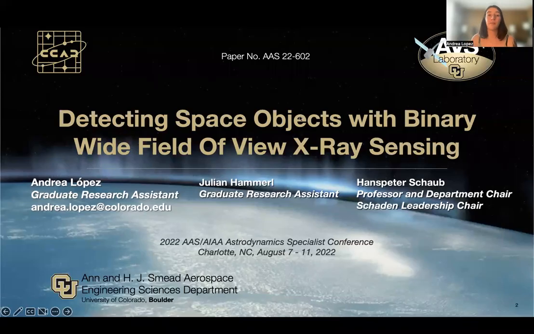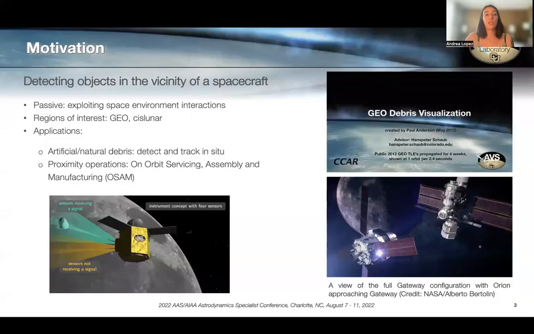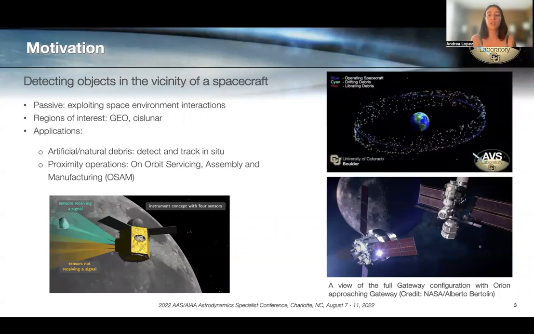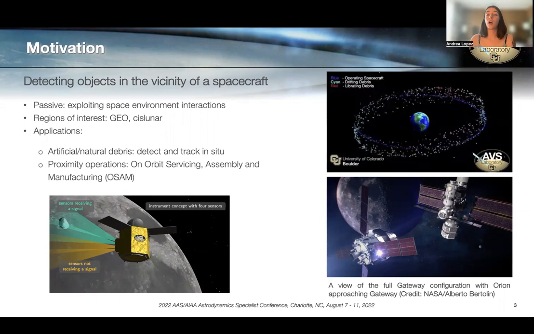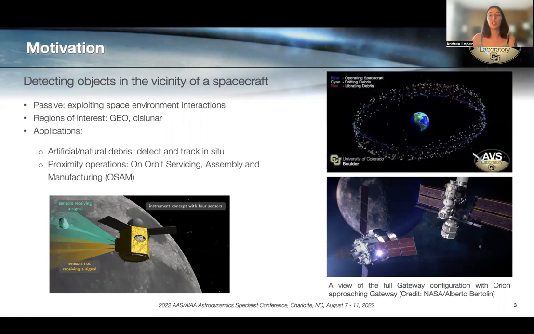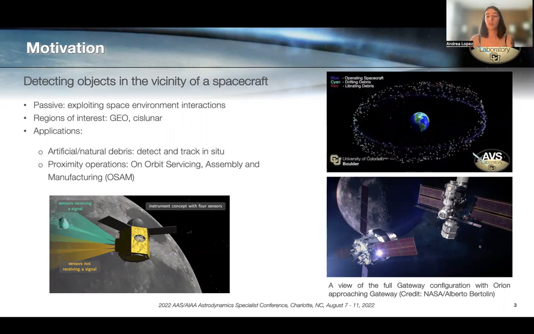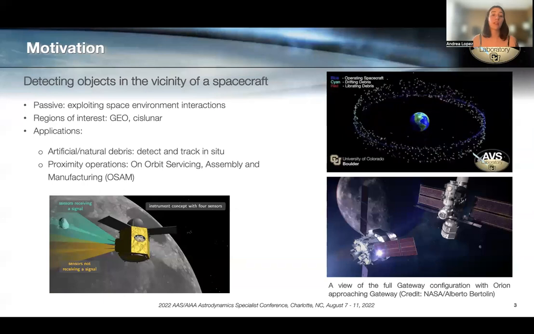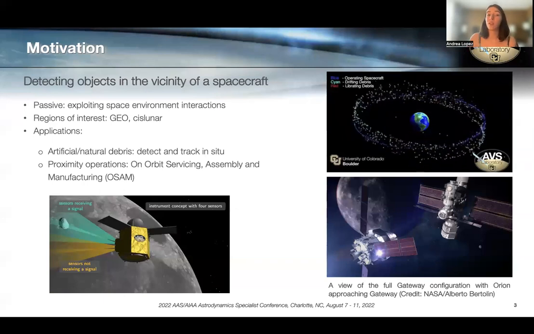I'm Andrea López, and I'm going to be speaking about how we can use very simple X-ray sensors to detect an object in the vicinity of a spacecraft. The regions of interest here that we're going to focus on are GEO and more generally cislunar regions, and we've learned that there is artificial debris present here, natural debris, and other spacecraft around, and it wouldn't be realistic to think that we can have 24/7 surveillance on our spacecraft and its surroundings.